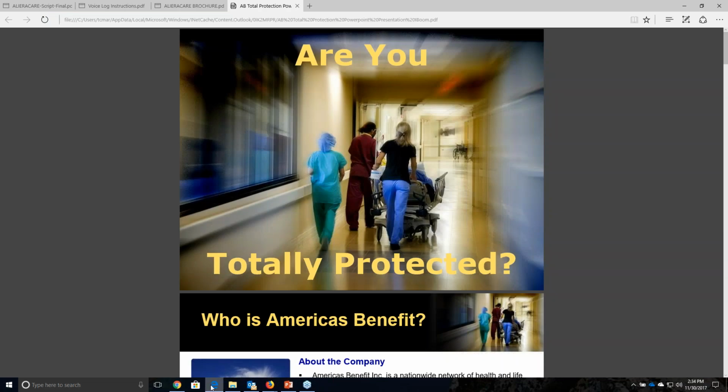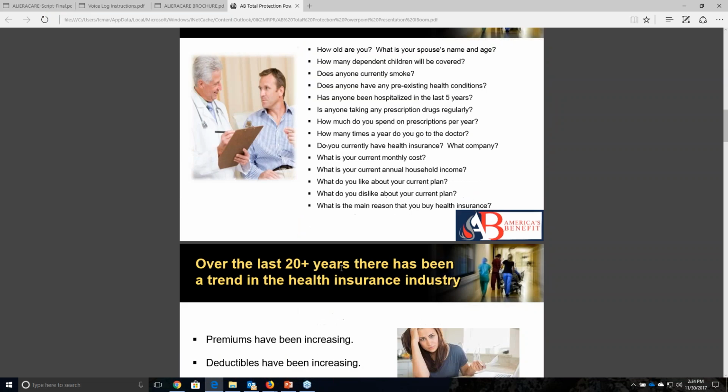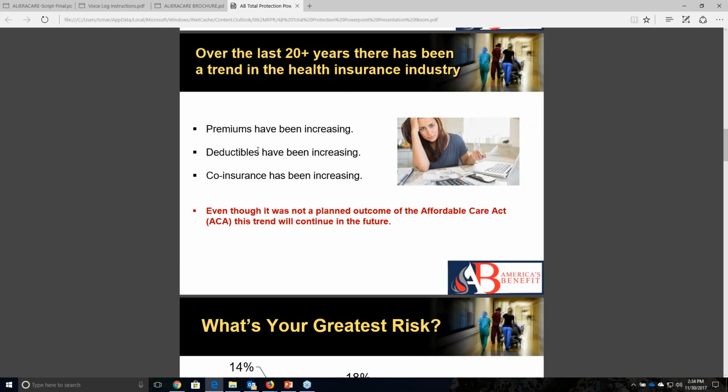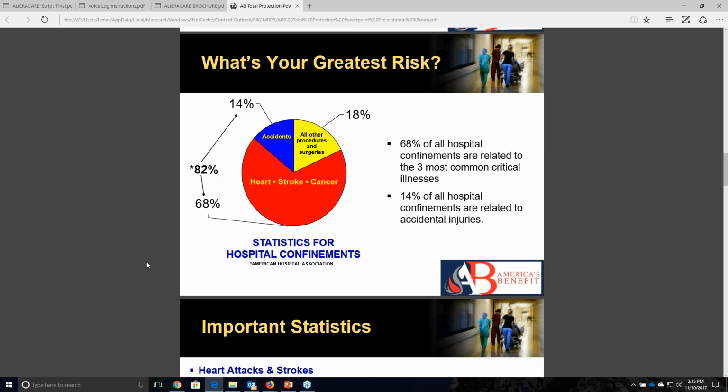I'm going to bring up a quick screen here. We used to call this the Total Protection Plan. And when we would talk about this, one of the things that we would highlight is that not only are premiums increasing, and this is why you're choosing this program, but this screen right here is extremely important. If you want to take a screen capture picture of that, go right ahead. These are the statistics, right? 68% of all hospital confinements are right there. All other procedures are only 18%.